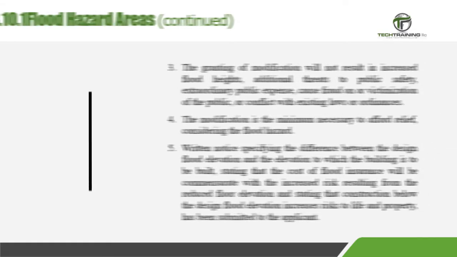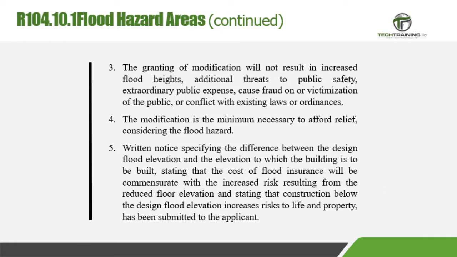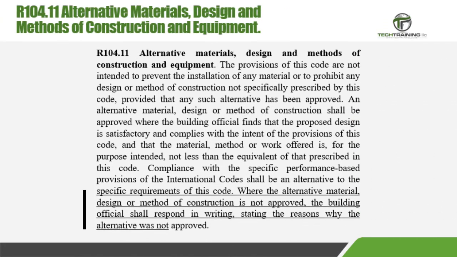And R104.10.1 continues. So, as you can see, this was a major technical change. R104.11 is alternative materials, design and methods of construction, and equipment. There was a technical change within this provision. The change was made in the final sentence of the provision where the phrase was added, specific requirements of this code, where the alternative materials, design, or method of construction is not approved.